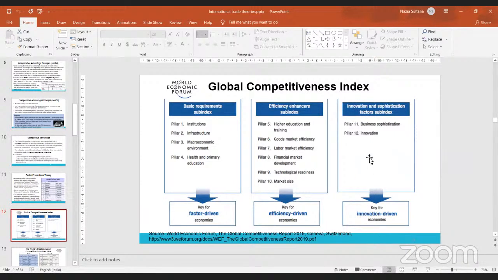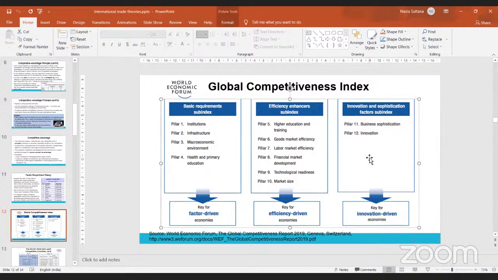Some economies in the world don't have factors of production. Land is not there, capital is also not there, but they are very good in technology, and very good in doing business and innovating. Such countries of the world, you call them innovation driven. So based upon competitiveness, you call the countries of the world factor driven economies, economies which are driven by efficiency, and economies which are driven by innovation.